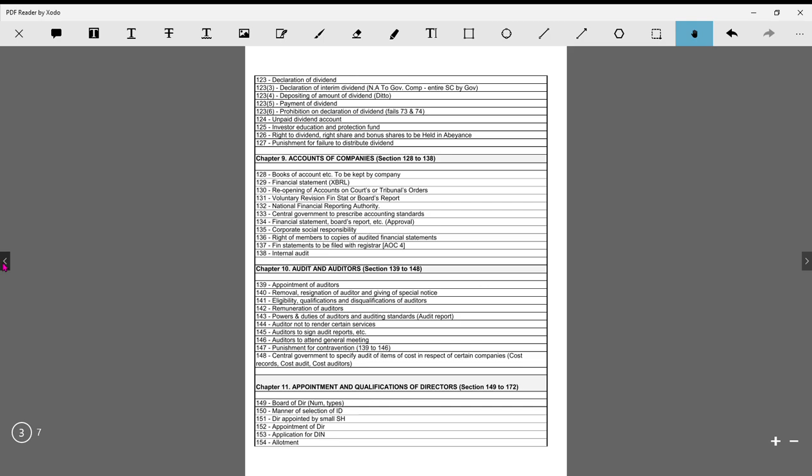What do I mean by that? Let me give you an example. Here, look at section 123. 123, it's a fancy number, right? So what is 123? Declaration of dividend. I'm going to remember that.